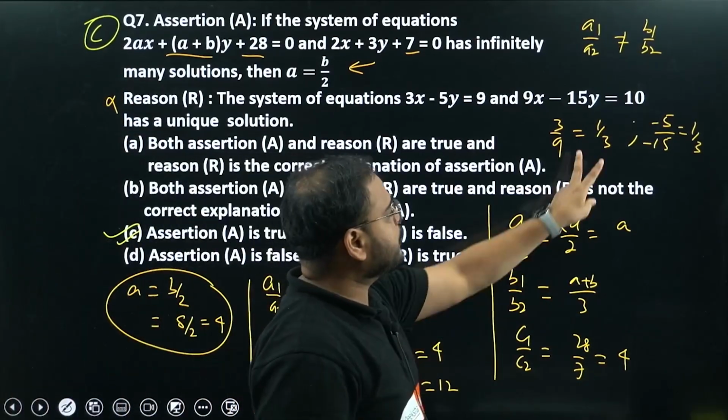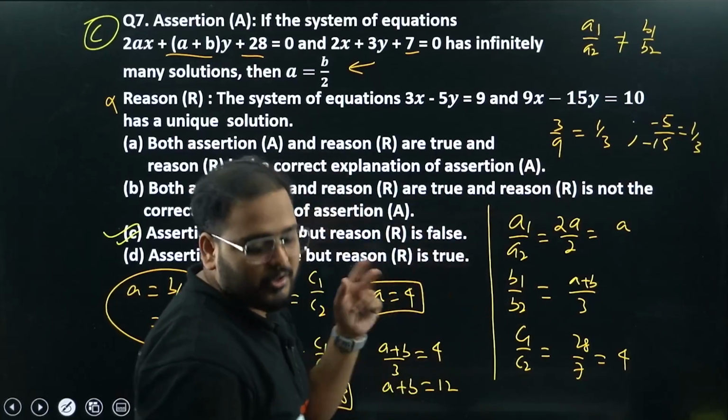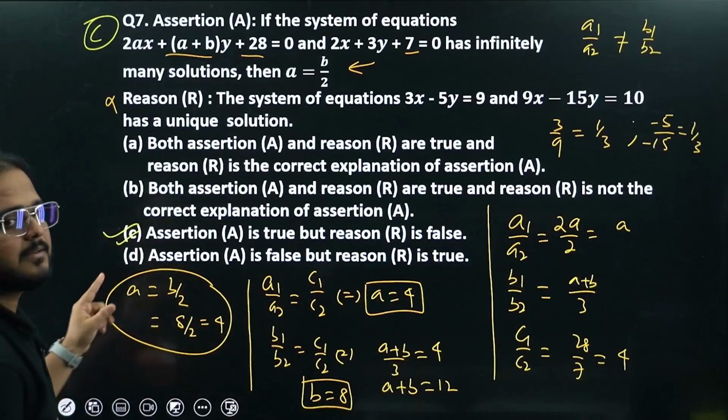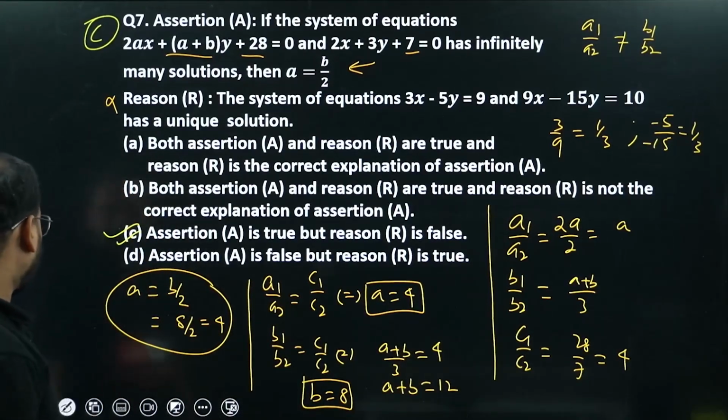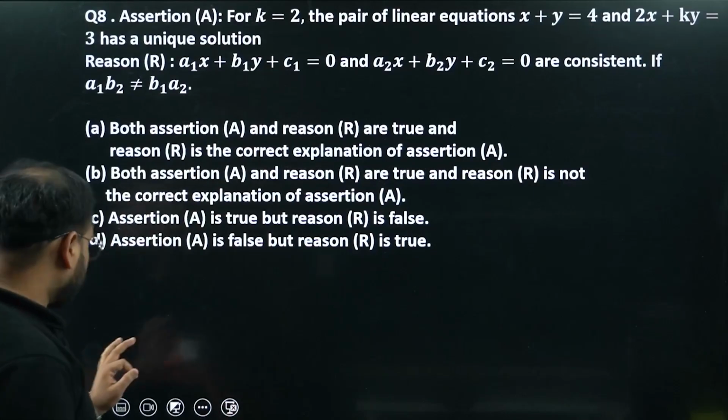Don't get confused. Even though they're equal, we are looking for a unique solution. It means what? Not equal. We want not equal. So have a look. I hope this is all visible to you. Option number C. Please check. I hope this answer was also right for you. Great. Moving on to question number 8.